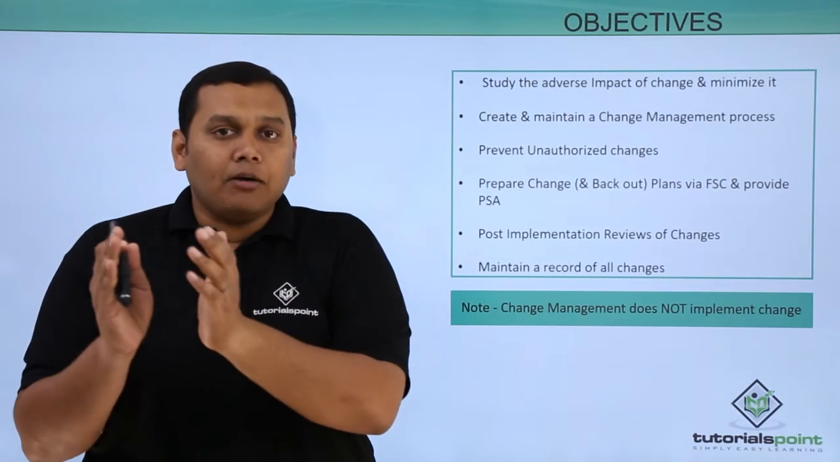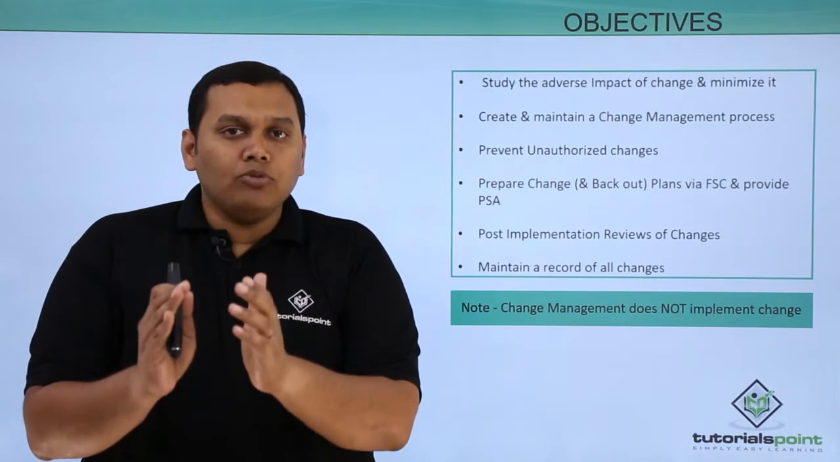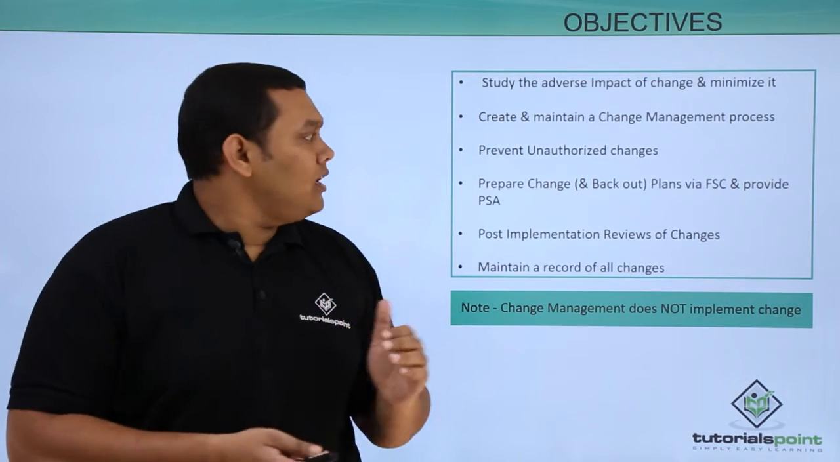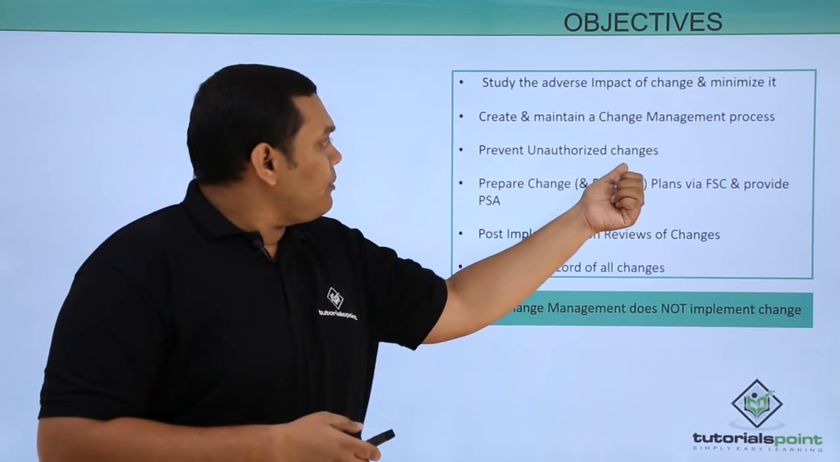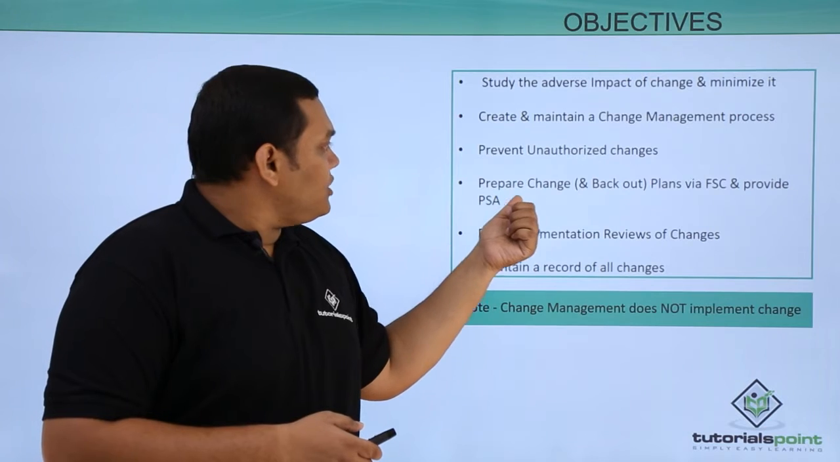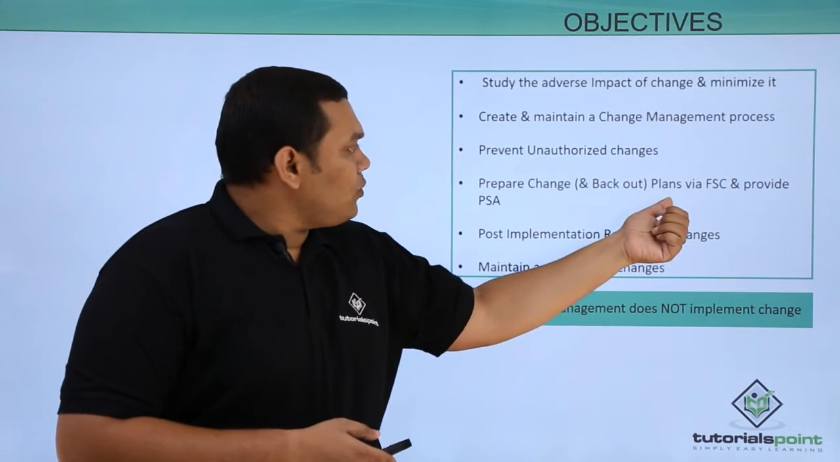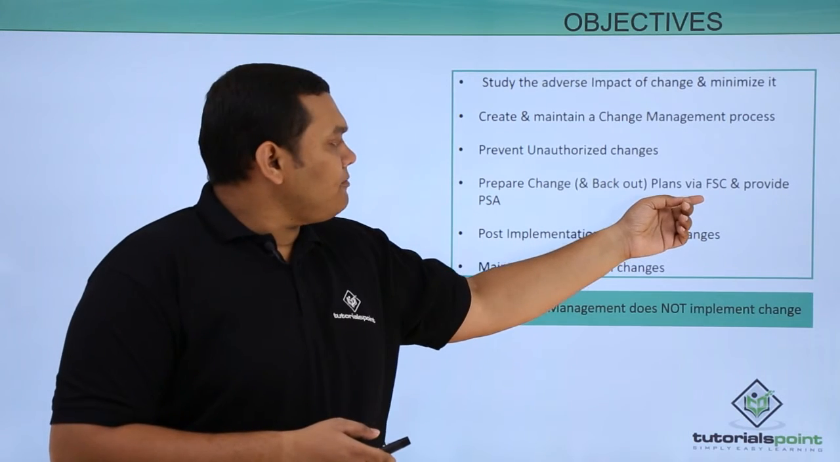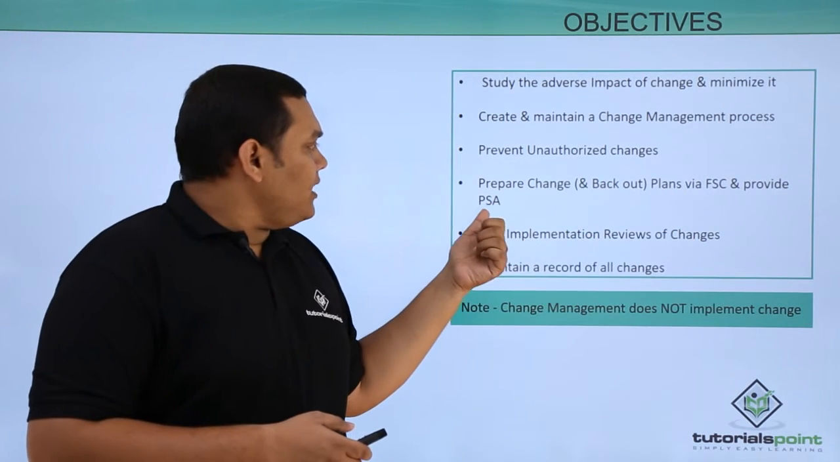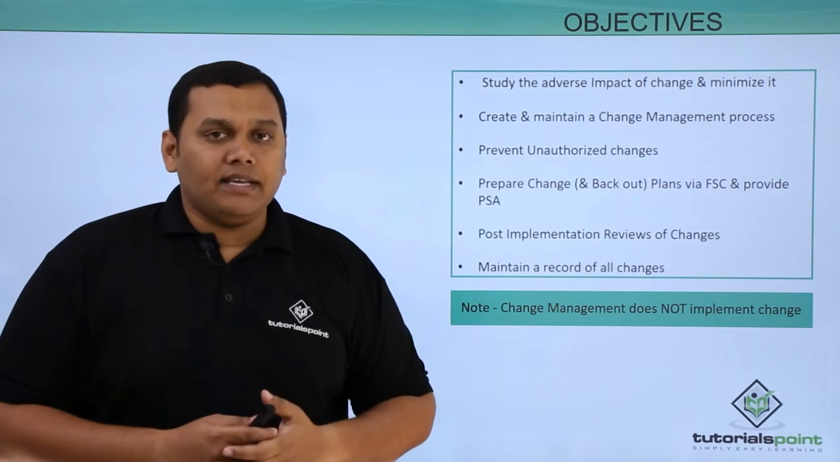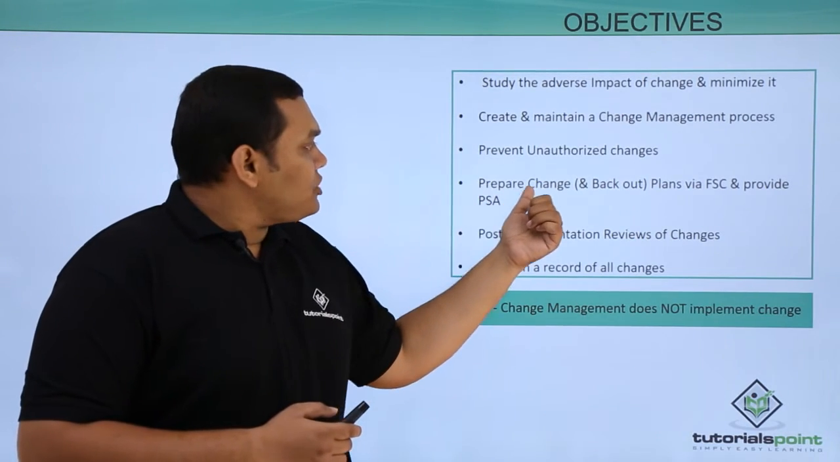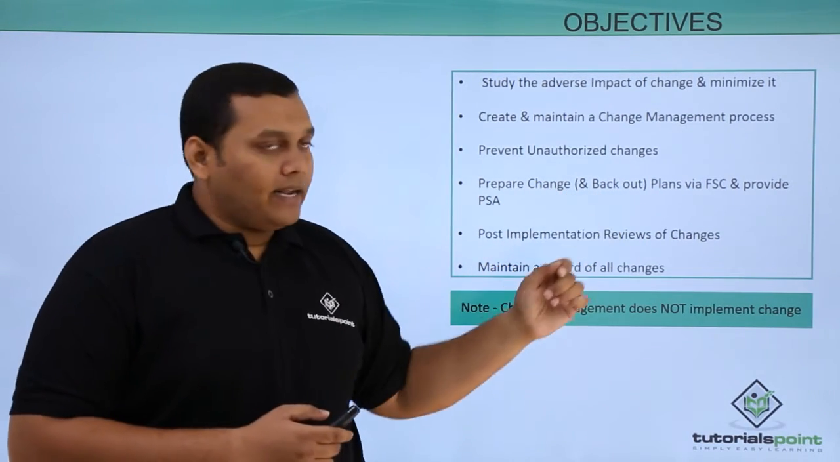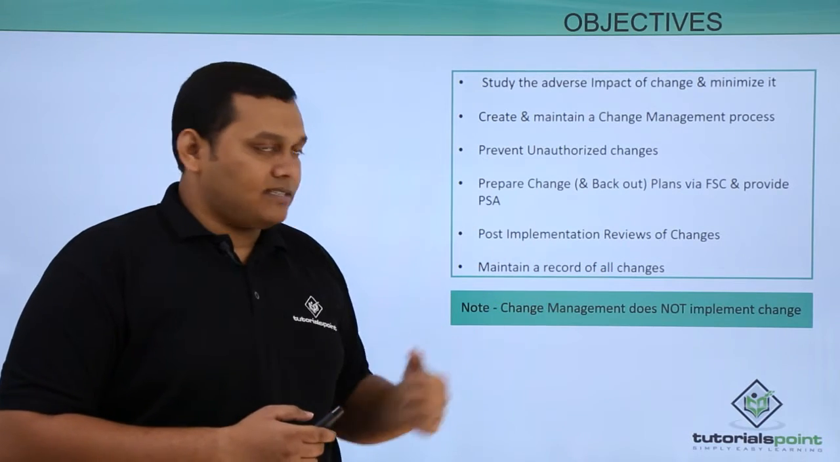So there will be an approval team which needs to approve, and only then will the authorization be given for implementing the change. Preparing change and backout plans via FSC and providing PSA. So what is an FSC? It's a forward schedule of change, and PSA means projected service availability. So we prepare change plans as well as backout plans based on this FSC and PSA.